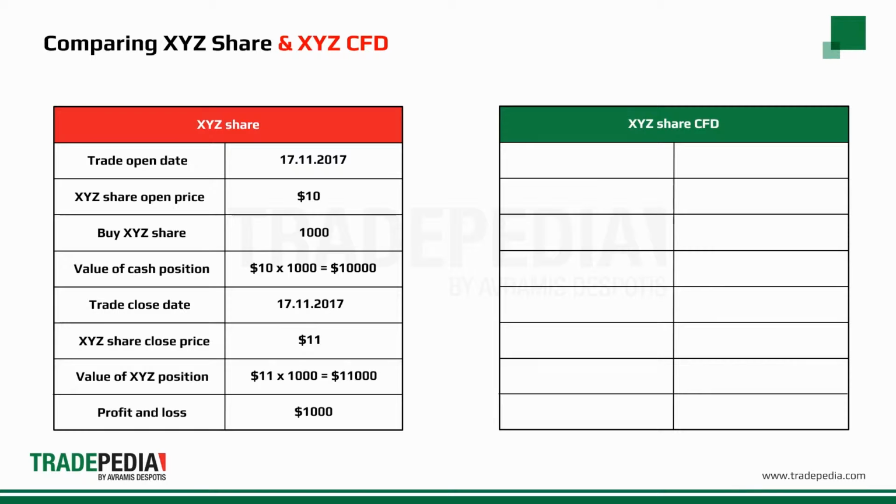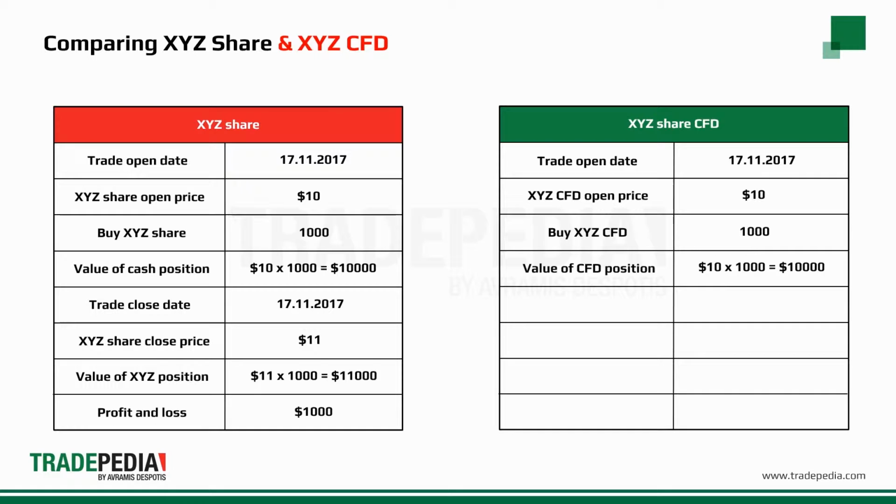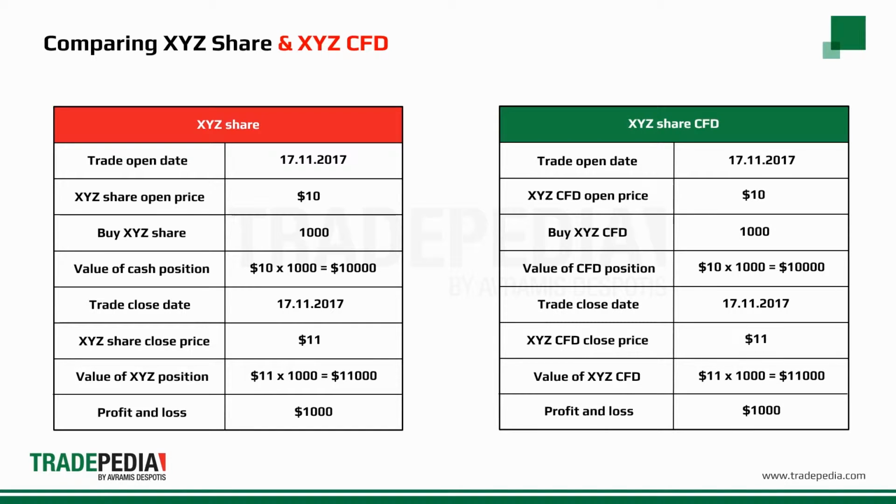Now, let's look what happens when we trade the XYZ share CFD. Again, we buy on the 17th of November 1,000 CFDs of XYZ at $10. The value of our position is 10 times 1,000, which equals $10,000. On the same day, we closed the trade at $11. The value of the position became 11 times 1,000, which equals $11,000. Total profit for the trade, also $1,000. In other words, there is no difference between buying the share and its CFD.